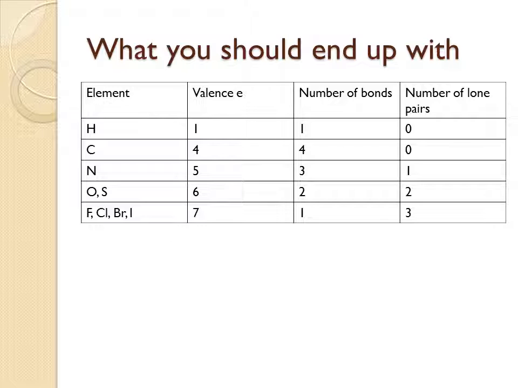Then any of the halogens, fluorine, chlorine, bromine, iodine, they all have 7 valence electrons, and so they're almost full. They just need to have 8, and so in order to fill them up, they just need to have 1 bond, 1 shared pair of electrons. And then it has 3 lone pairs on it to fill up the rest of the 8.